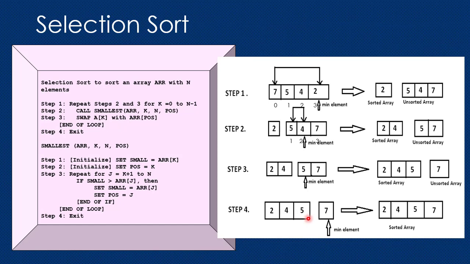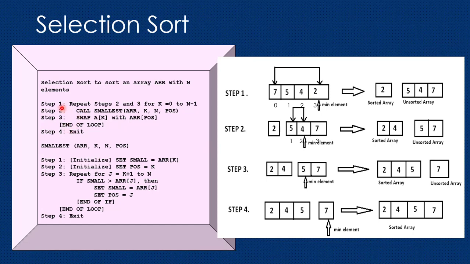Now let us traverse this algorithm. This algorithm is divided into 2 parts. Basically, every time we need to know the smallest element. That's what this function does. We have a function called smallest, which reads the entire array, traverses the entire array every time, picks the one which is smallest, and feeds it to this function.